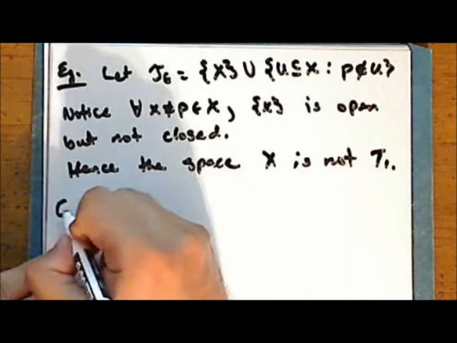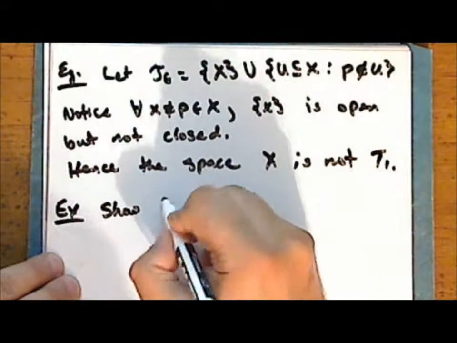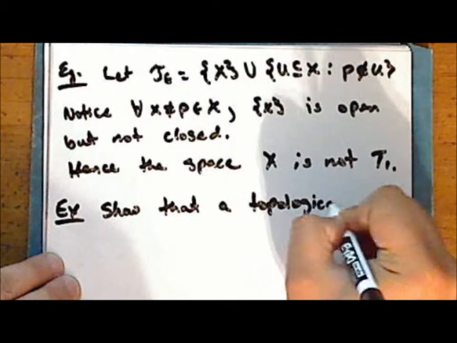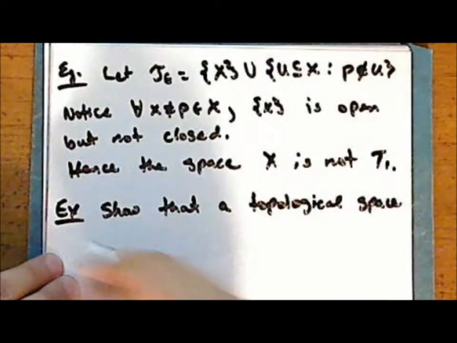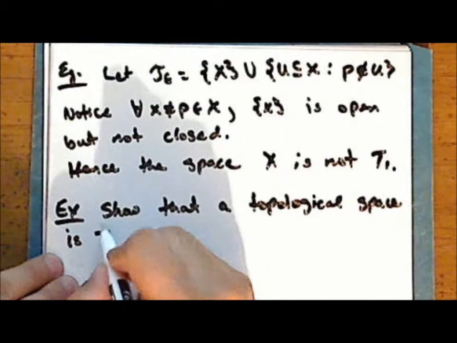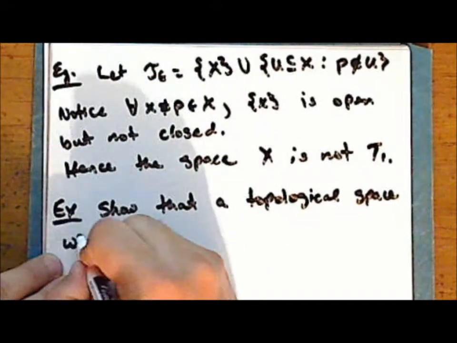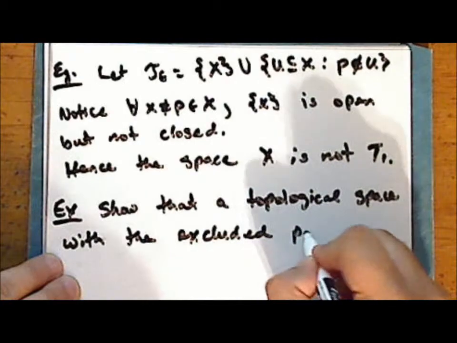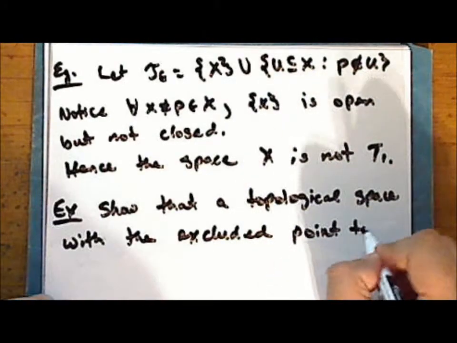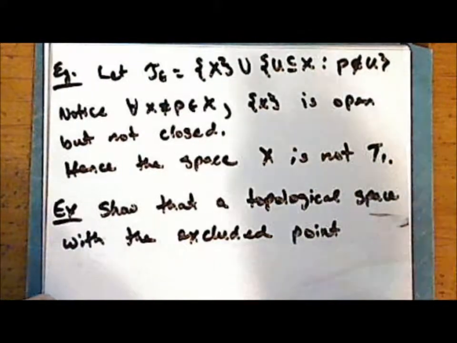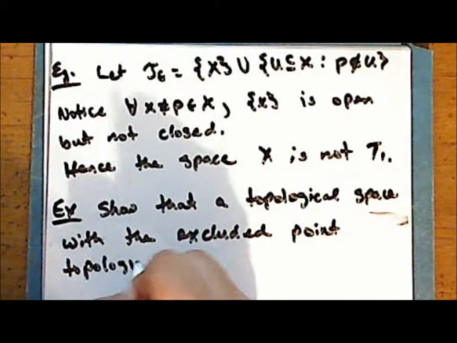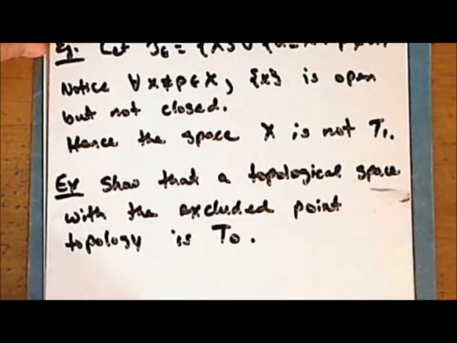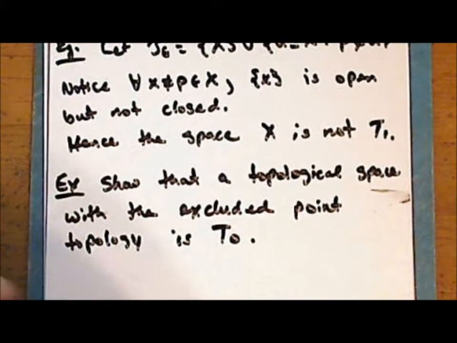So as an exercise, show that a topological space with the excluded point topology is T0, or Kolmogorov. And we'll give the solution in the next lecture.